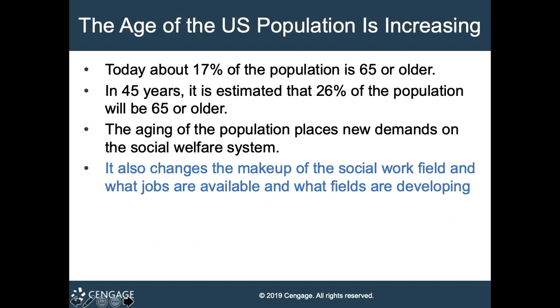Okay, so likewise with race, age is also changing very quickly. Our life expectancy is getting longer and longer and longer. So very shortly here, in 45 years, it's estimated that 26% of the population will be 65 or older. Right now, it's only 17%. That is a big change. So this presents a number of issues. If we talk about Social Security, that's a big issue, right? But not the only one.